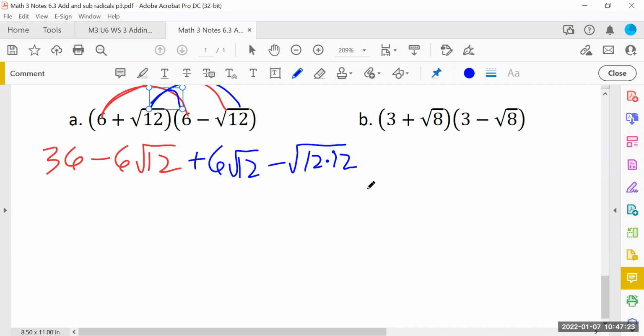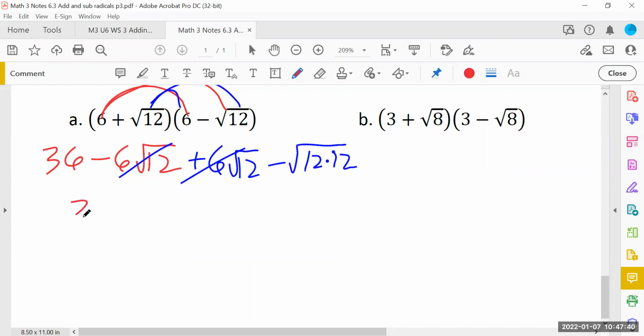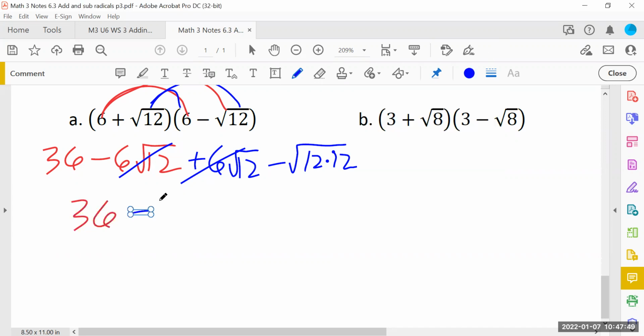Now, this simplifies a ton. I have a negative 6 root 12 and a positive 6 root 12. Those cancel out. -6 plus 6 is 0. 0 square roots of 12 is gone. 36 is still 36. The square root of 12 times 12, that's a pair of 12s. That comes out. Minus 12, 36 minus 12 is 28.